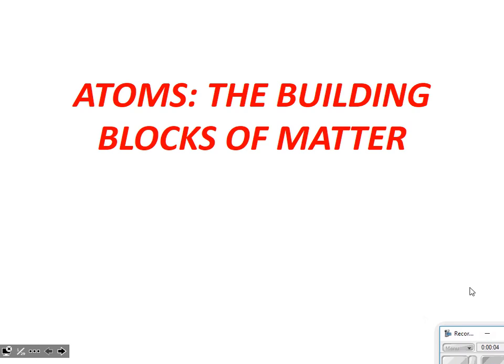We are going to start our discussion today with the foundations of the atomic theory. How did we come about with the discovery of the atom? We're going to do that early on. Then second period, we are going to talk about the structure of an actual atom. So we're going to start off here with atoms, the building blocks of matter.